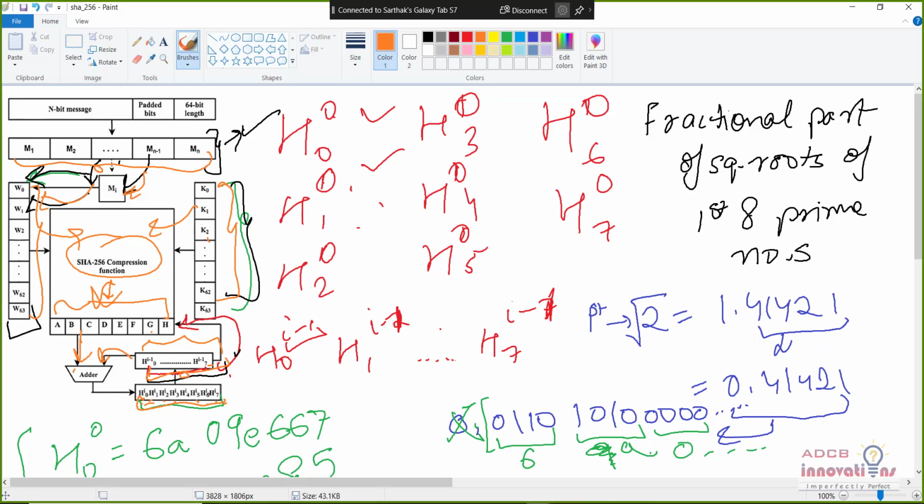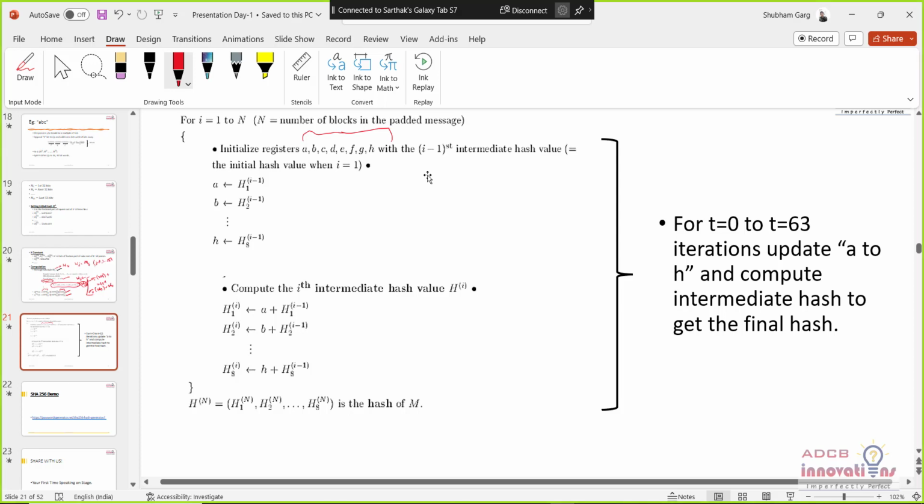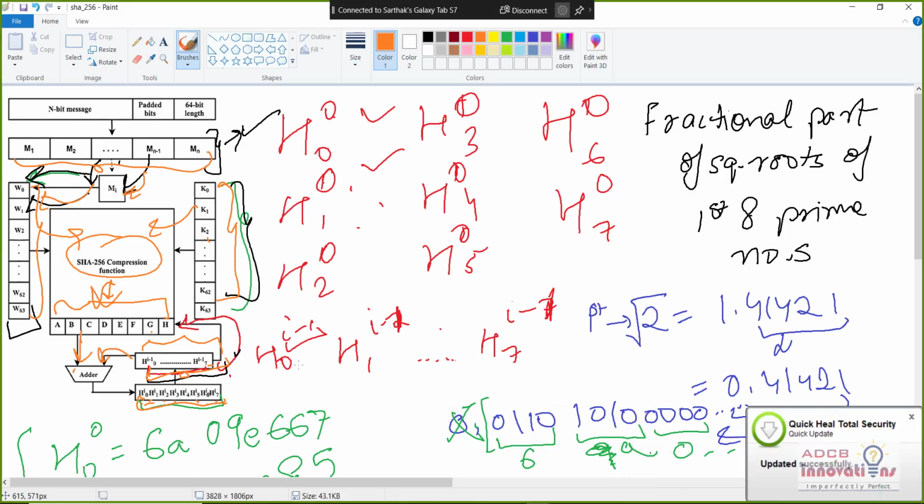So let's see how it is getting initialized. You can see the first initial hash value when i is equal to 1, these are initialized as a, b and up till h, that is h0 to h7 or h1 to h8, the same thing. Now these values need to be updated. You can see there are multiple iterations happening: once these values get here and are added here, then the result goes back to this and back to this.